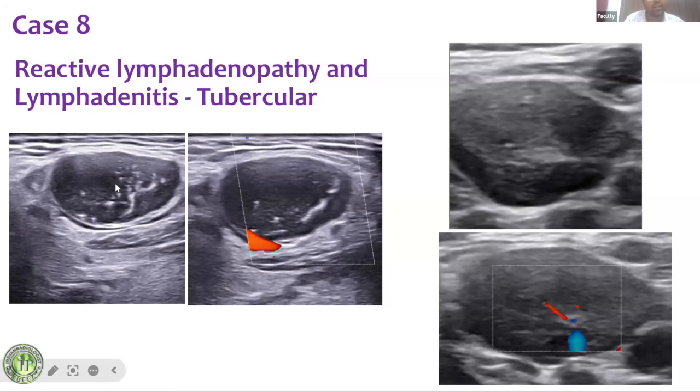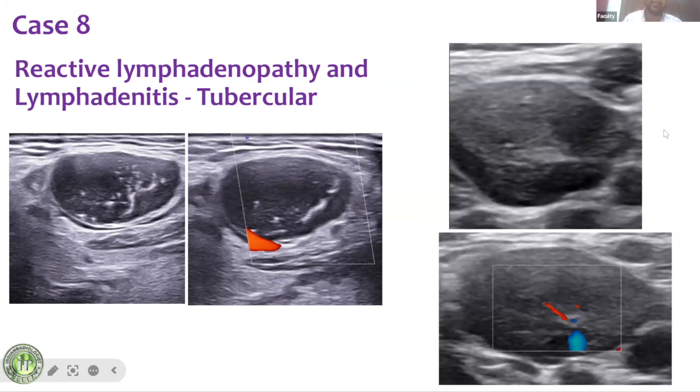This is the total node, and you can see this more hypoechoic area showing some post-acoustic enhancement, and there is some echogenic content. So this is an enlarged necrotic lymph node, very typical of tubercular lymphadenitis. And this is another enlarged lymph node, but you cannot see the fatty hilum here; it is just enlarged and there is some vascularity.